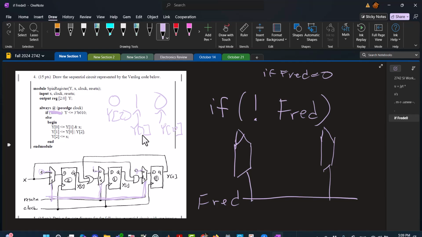Else, that means that Fred, or reset in, or whatever we call it, equals 1. Then Y0 is going to become equal to Y1 and X. So I've got a little AND gate, and I've got this variable X, and it's Y1 and X. And I have that Y1 becomes equal to Y0 or Y2, so I have the OR of those, and I have that Y2 becomes equal to X.